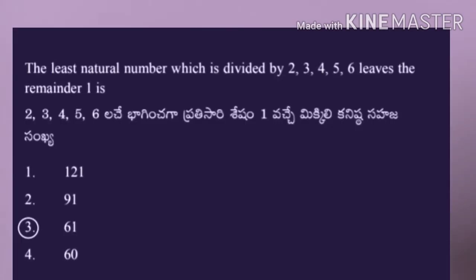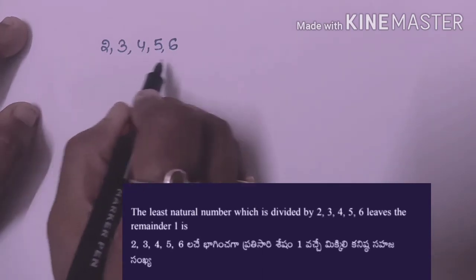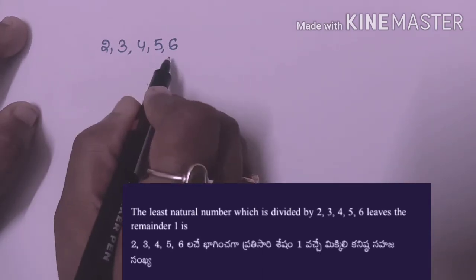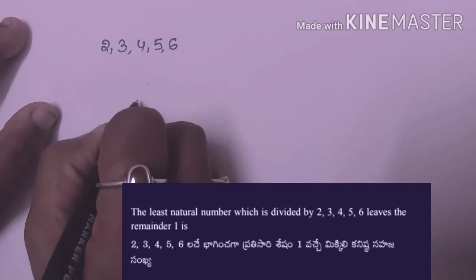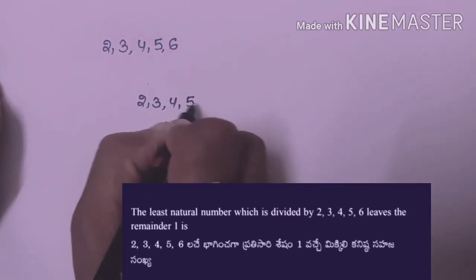Problem. The least natural number which when divided by 2, 3, 4, 5, 6 leaves the remainder 1 is. Now we want to find the least natural number which when divided by all these numbers leaves the remainder 1. So first I am finding the LCM of these 5 numbers 2, 3, 4, 5, 6.